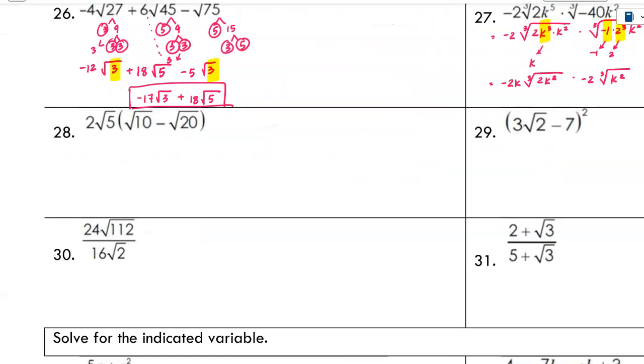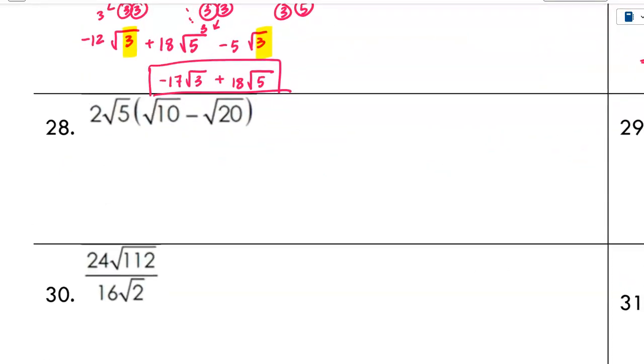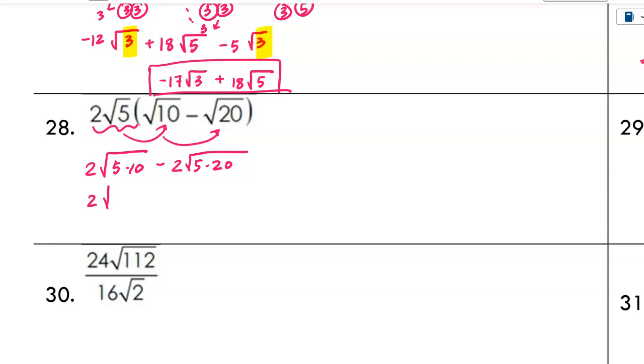Okay, next. Now we're just going to distribute this entire term. So it's going to be 5 times 10 here minus 2 to the square root of 5 times 20. You'll put it all underneath one radical sign. And so we have 2. That's 5 times 5 times 2. 2, 5 times 5 times 4.